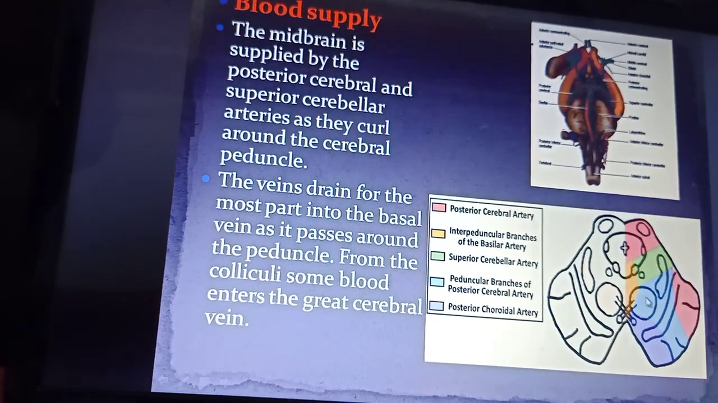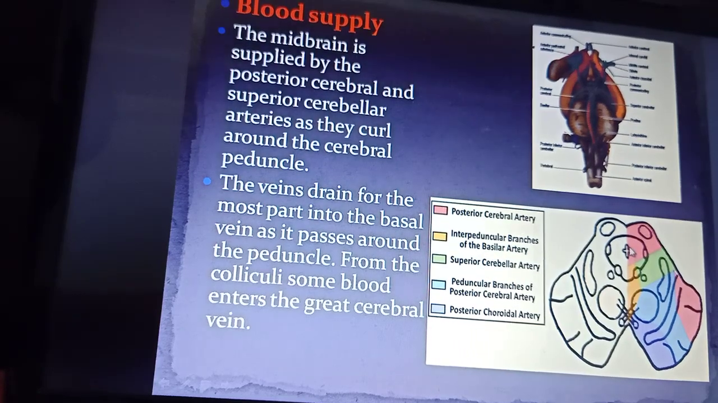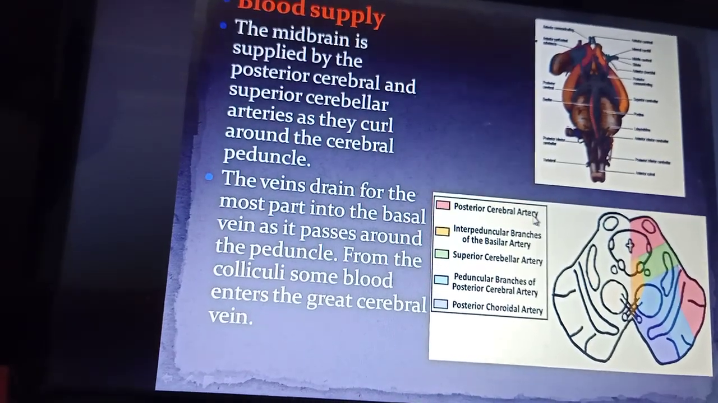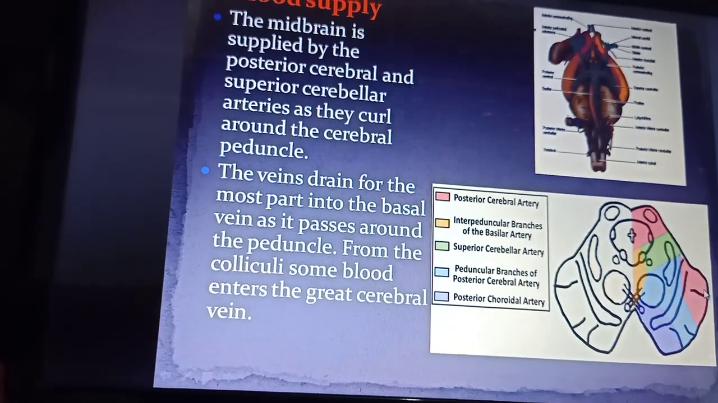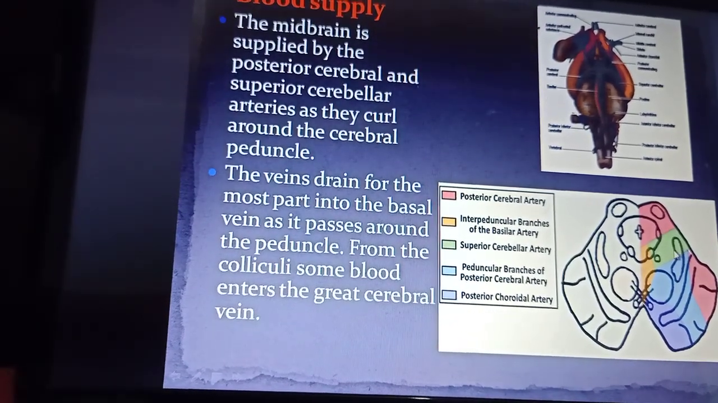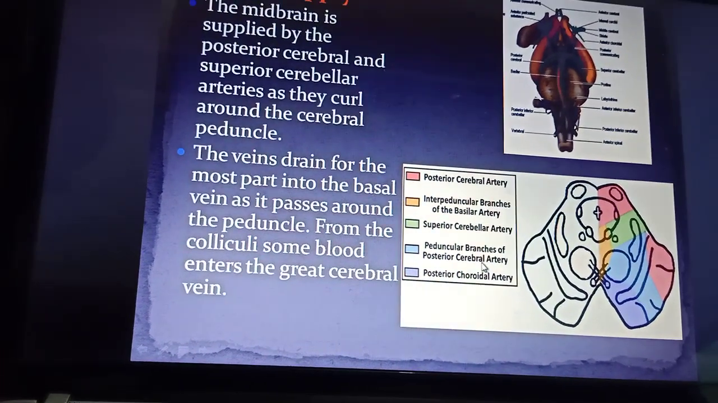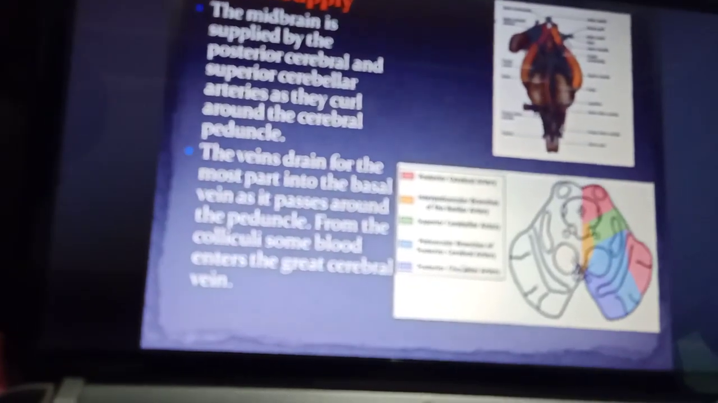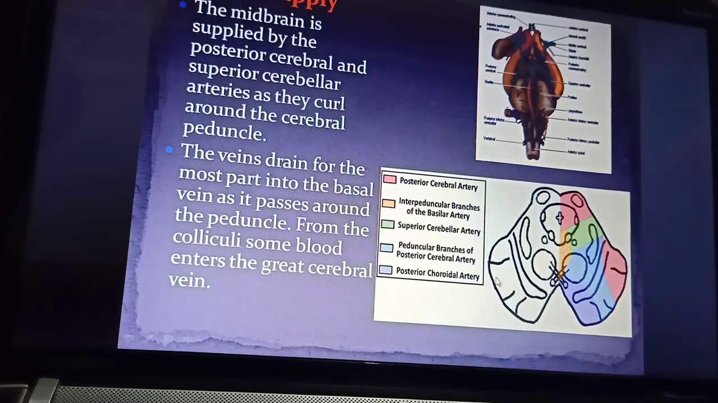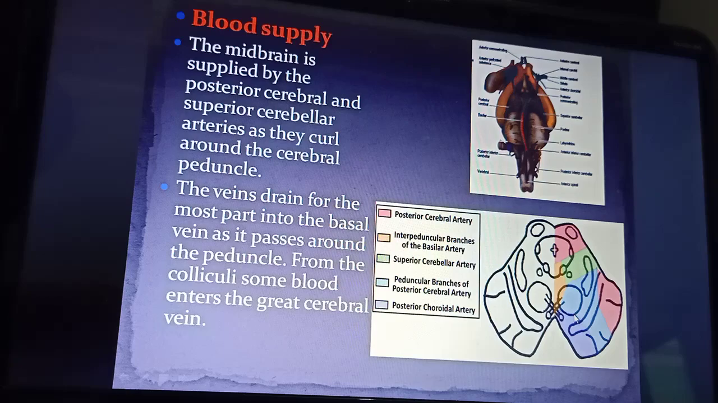So in this diagram, this shows the area distributed by the arteries. This area is supplied by the posterior cerebral artery. This area is supplied by the superior cerebellar artery. The peduncular branch of the posterior cerebral artery and the posterior choroidal artery. Some parts are supplied by the posterior choroidal artery.